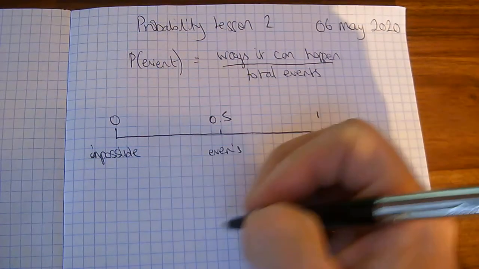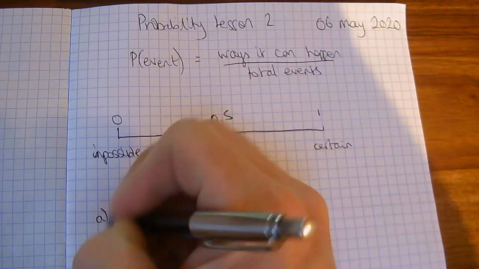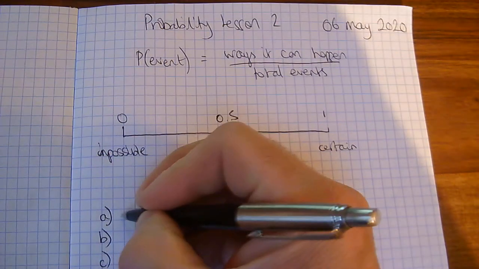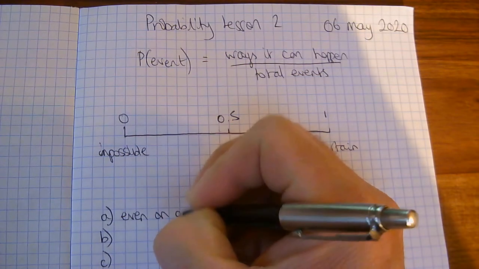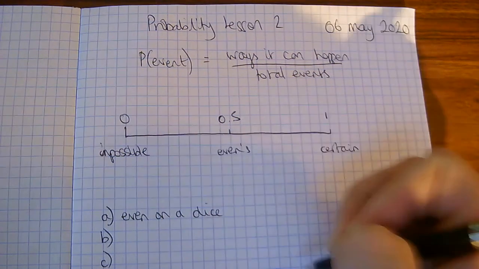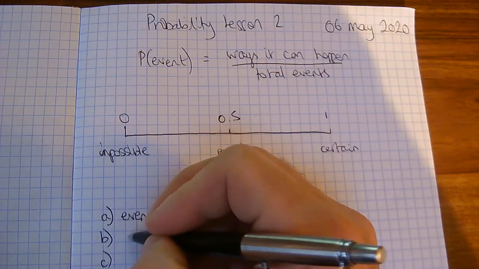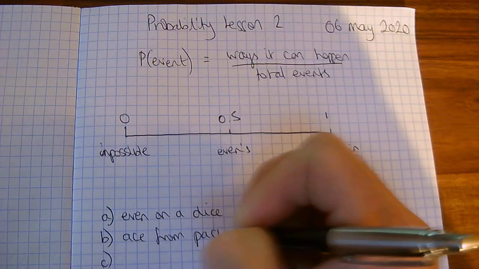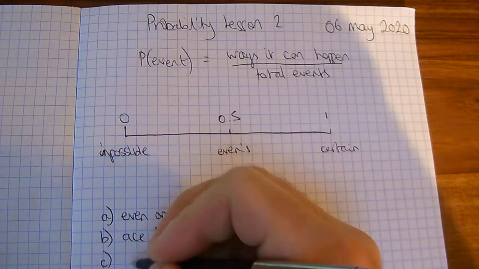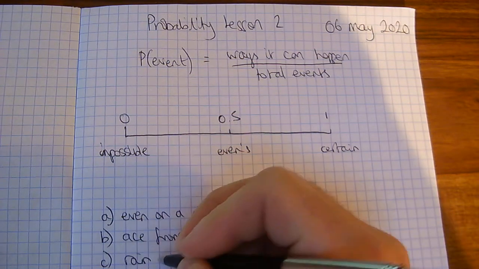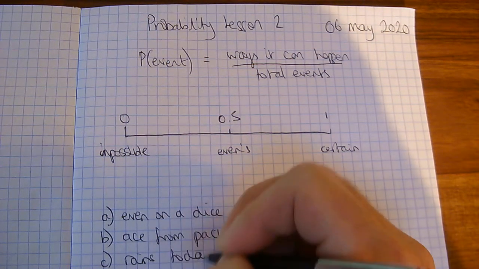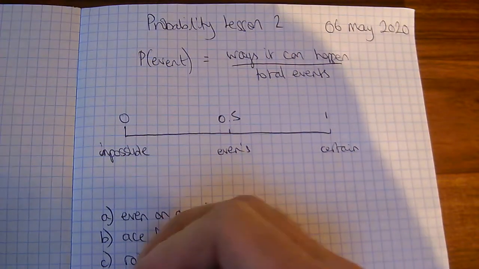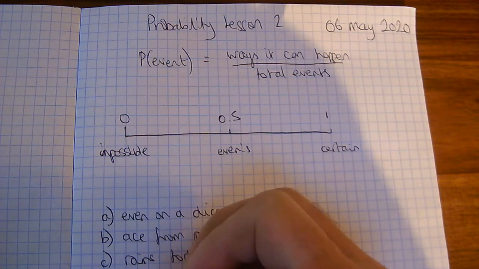So I'm just going to do an example of 4 different things. So I'm going to have 4 different events. We're going to have even on a dice. We're going to have an ace from a pack of cards. We're going to have the probability that it rains today. And finally, we'll have the probability that 2 people in our class share a birthday.